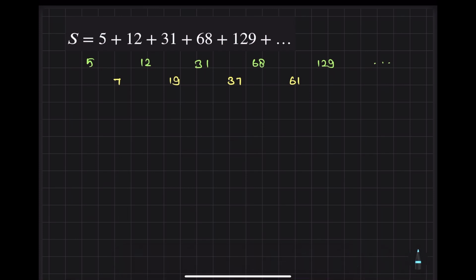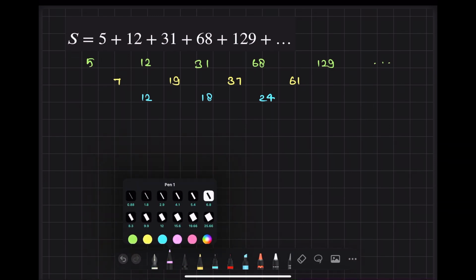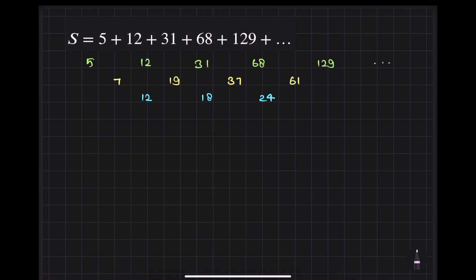So you have to keep on doing this labour. Now you have to take the difference again. So 19 minus 7 is 12. Then 37 minus 19 is 18. Then 61 minus 37 is 24. Now, do you think you get the pattern? No. It is not a constant number. It is neither a GP. So we will keep on doing this. So 18 minus 12 is 6 and 24 minus 18 is 6. So we got a constant number.